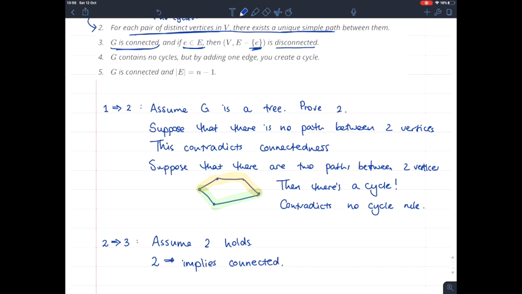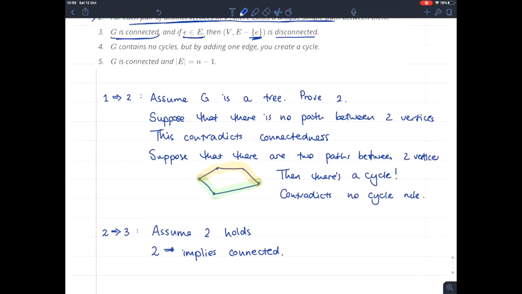But then thinking about removing any edge from this graph, notice that because we have only one path between any two vertices, as soon as we remove one segment from that path, one edge, then those two vertices must be disconnected because there's no other way to get to them.